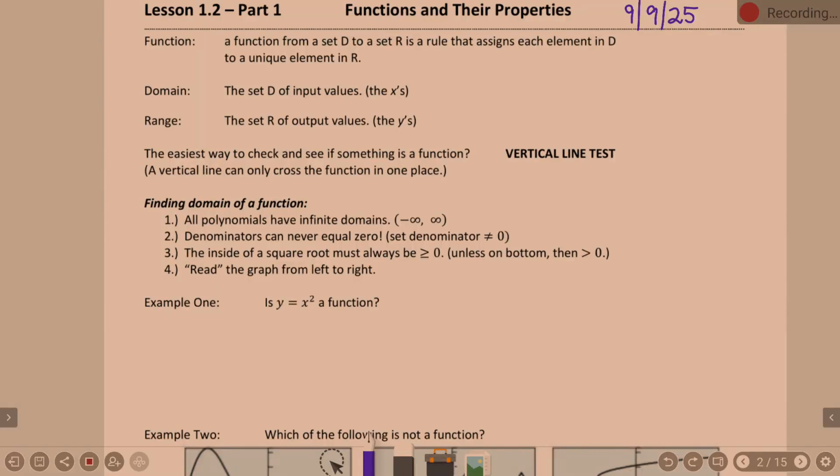We are starting into lesson 1.2, part 1. Lesson 1.2 crams, I don't know, way more information than it needs to. We're going to go through a ton of topics. If you notice, I have 1.2 broken into 3 parts, so we're going to break it down into 3 parts.